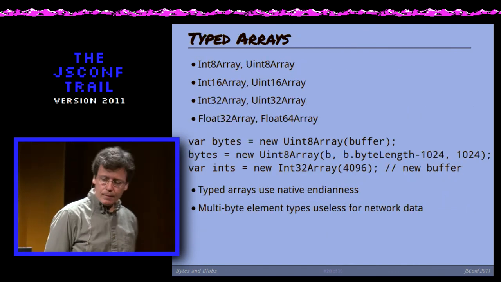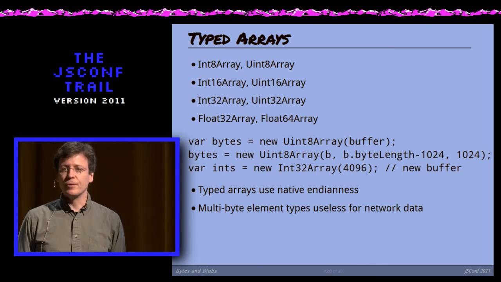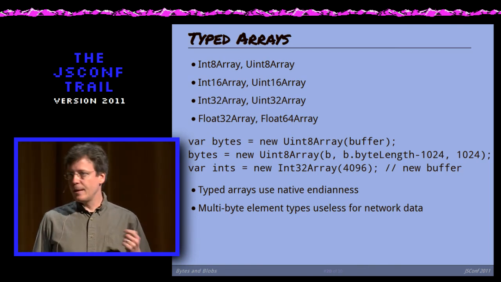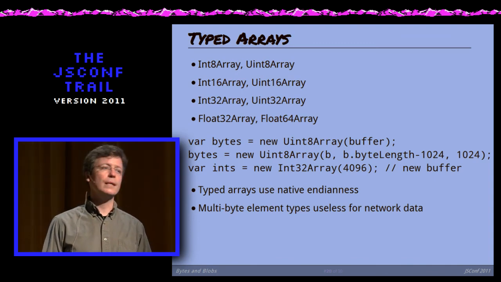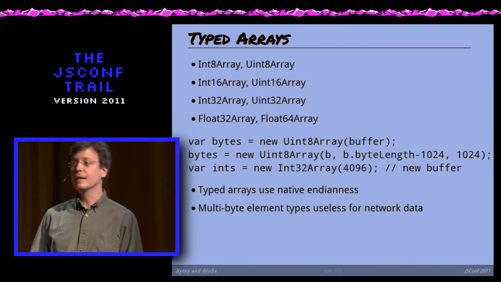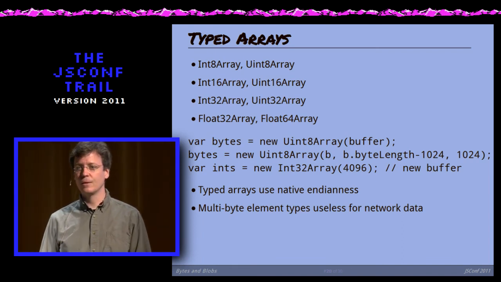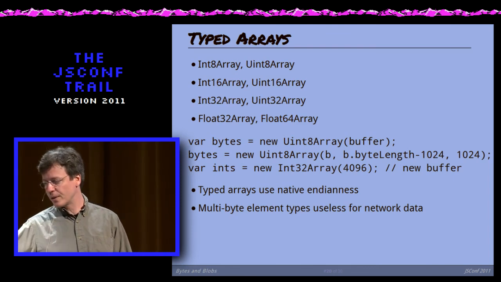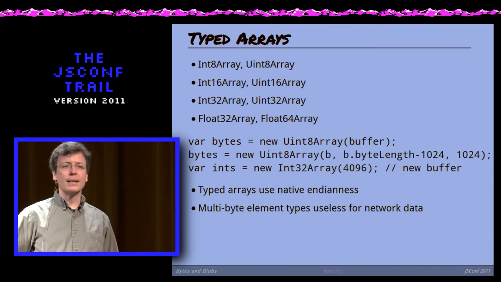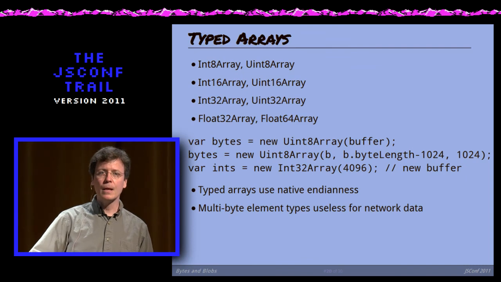OK. There are 8 typed array types, and all of them are array buffer views. Int8Array is an array of signed bytes. Uint8Array is an array of unsigned bytes. Int16Array is an array of 16-bit words. Uint16Array is an array of unsigned 16-bit words, and so on. They've got 1, 2, and 4 byte integers, and then you've got 4 and 8 byte floating point numbers.